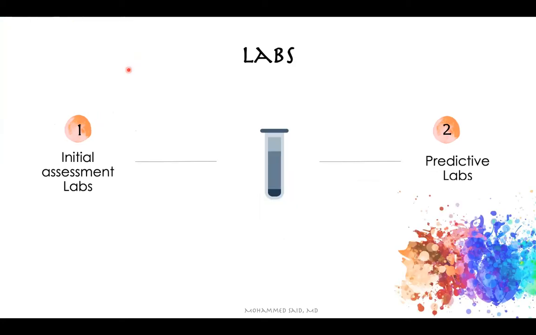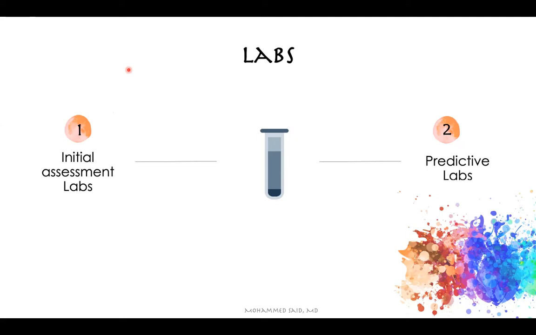The other things that can help you are the labs. So two types of labs. You have the initial assessment labs and you have predictive labs. When I'm talking about the predictive labs, I'm talking about labs that are studied to see if they can predict if the patient is going to have placental abruption at some point of pregnancy, which means that you don't do this in acute settings. These are labs that will be done in the first trimester or whatever, just trying to predict the abruption.